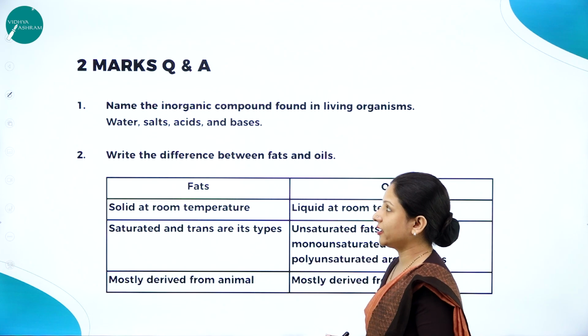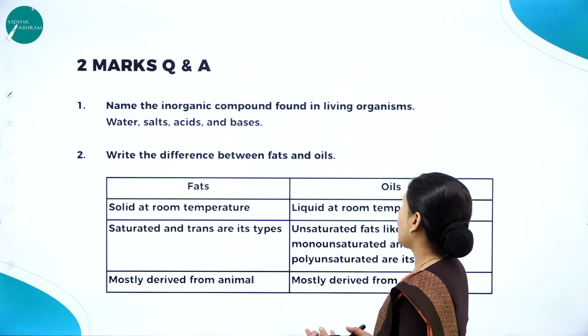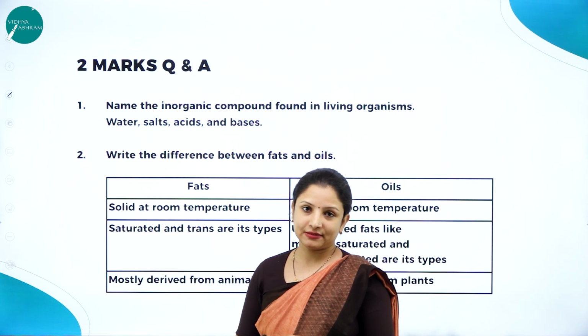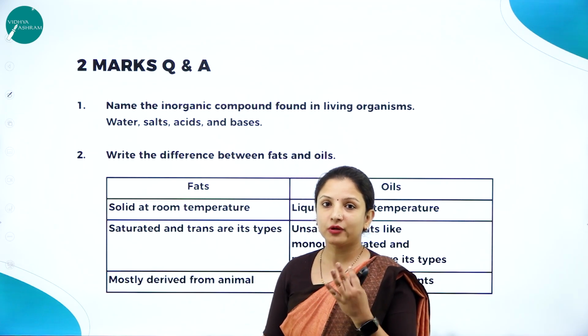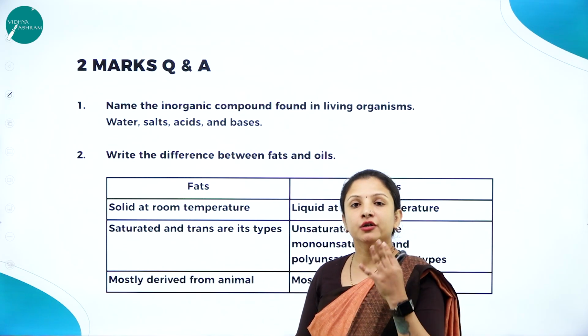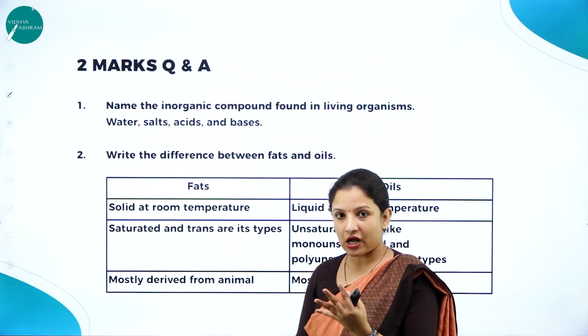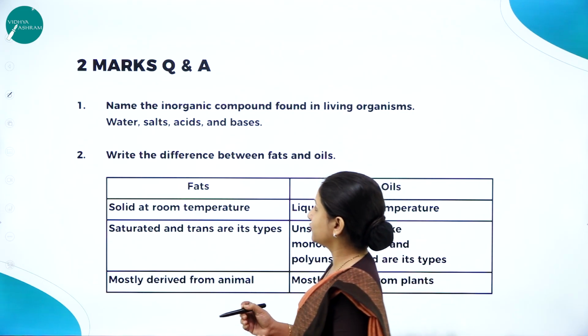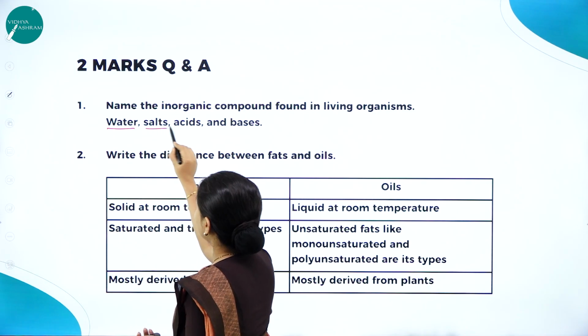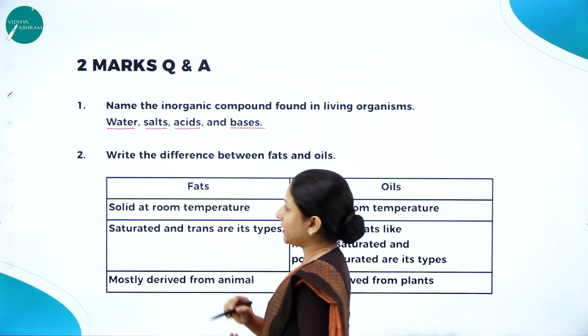So, the 2 marks question and answer. Name the inorganic compounds found in living organisms. There are 4 inorganic compounds which you have to mention here. If you write 4, each will carry half mark, therefore you will get 2 marks. They are water, salts, acids and bases.